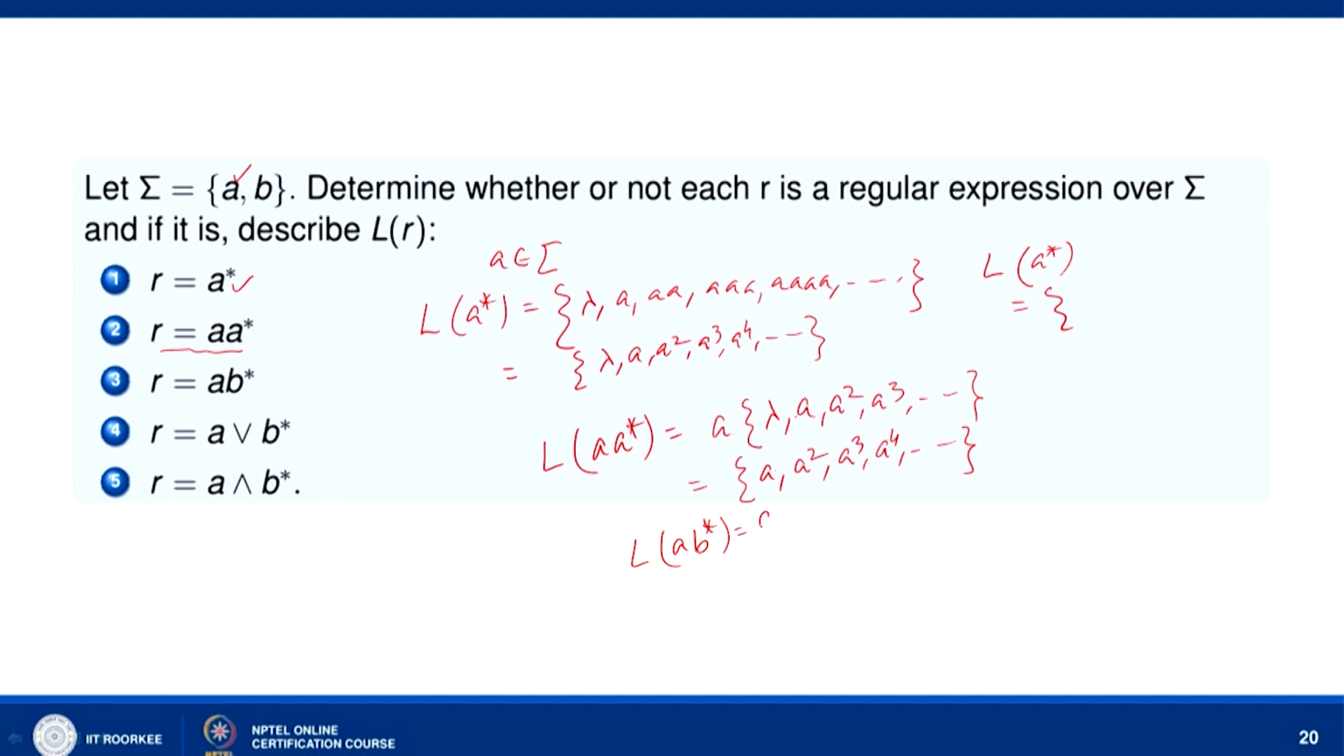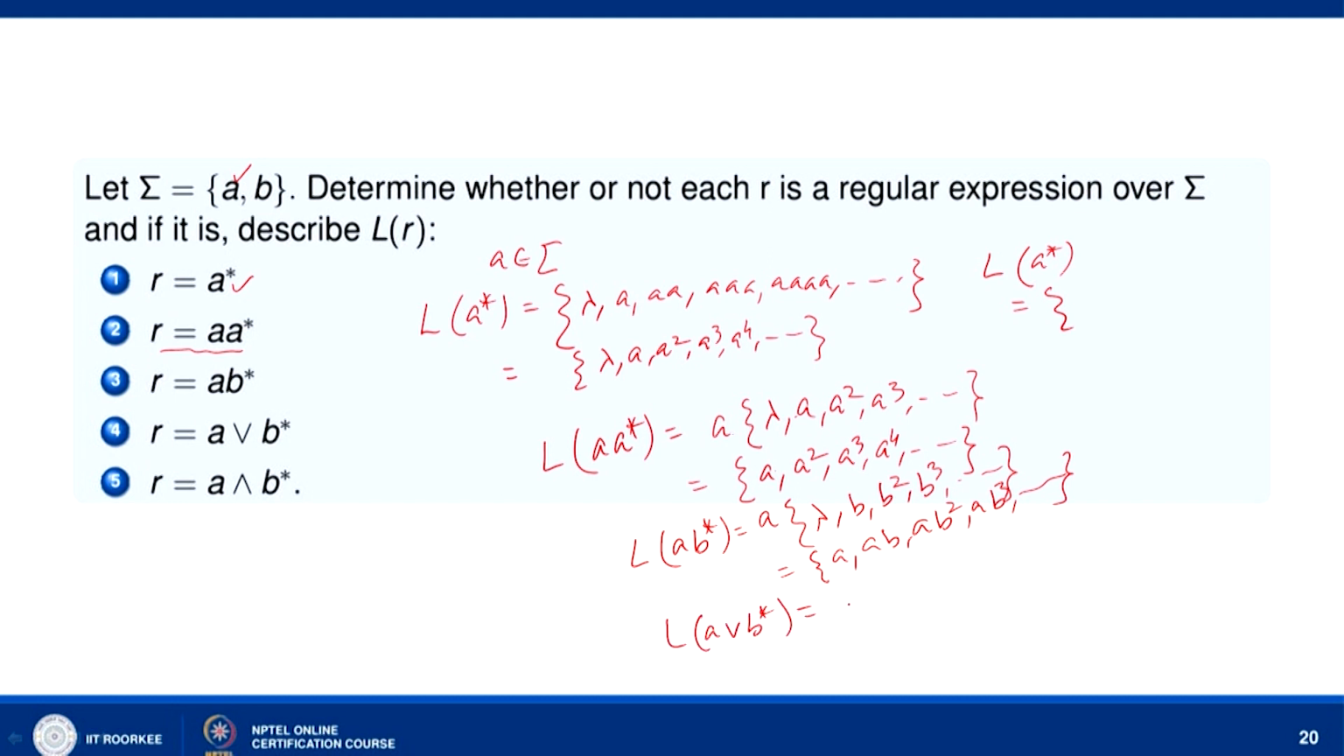Okay. So, A and then B star is lambda, B square, B cube and so on. So, L of AB star will be lambda, A, AB, then AB square, AB cube and so on. So, that is L of AB star. Then A is a regular expression, B is a regular expression. So, B star is a regular expression. So, A or B star is a regular expression. Okay. Now, L of A or B star.